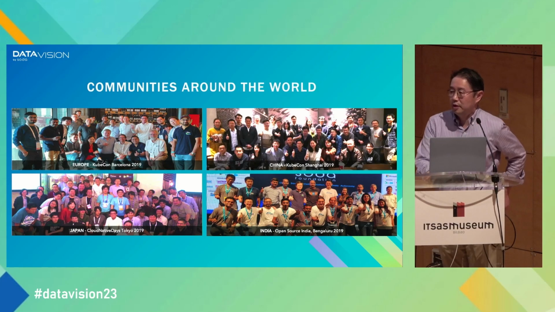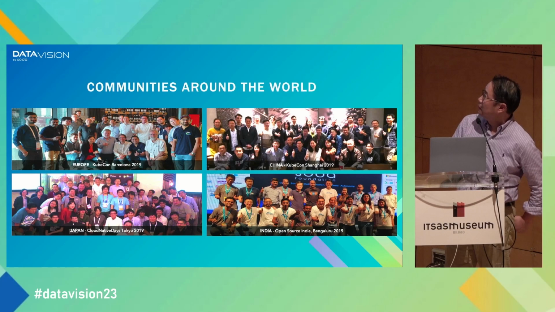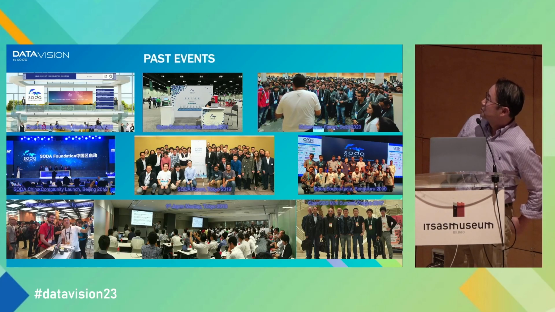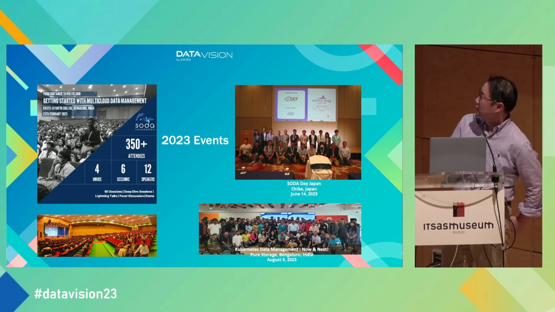Very importantly, like any other open source project, we have a very strong global community. We started back in 2019, before the pandemic, and we were already doing a lot of events globally, and the community has been growing since then. It was difficult because during the pandemic we had to do virtual events like any other project. Here are some pictures from past events all over the world, in Japan, India, Asia, China, everywhere. Since we recovered from the pandemic, we continue meeting face-to-face. Some pictures are from events this year, like SODA Day Japan in June. We also have events in India, hosted by Pure Storage, and I also did an event at one of the universities in India.